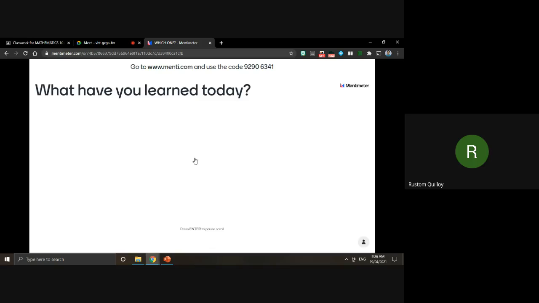Okay, what have you learned today? Just type in a phrase or a word that you have learned today. Mag-type lang po ng word or phrase or sentence that you have learned today. In our today's lesson, what have you learned? Mag-type lang po kayo ng any word or phrase or sentence that you have learned today about combinations.